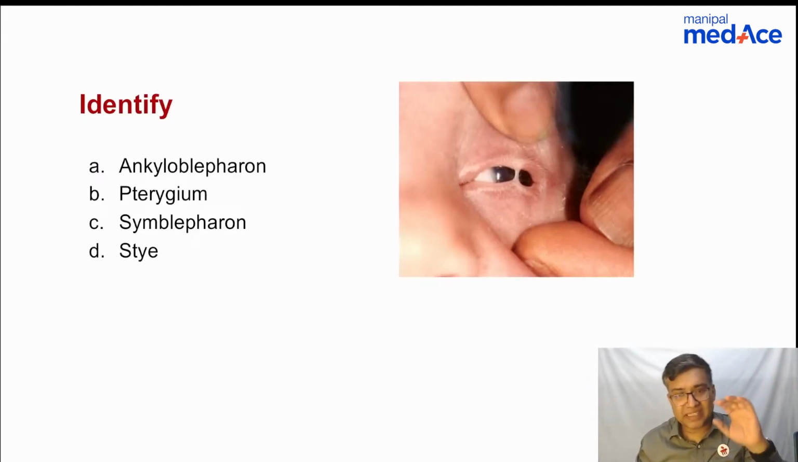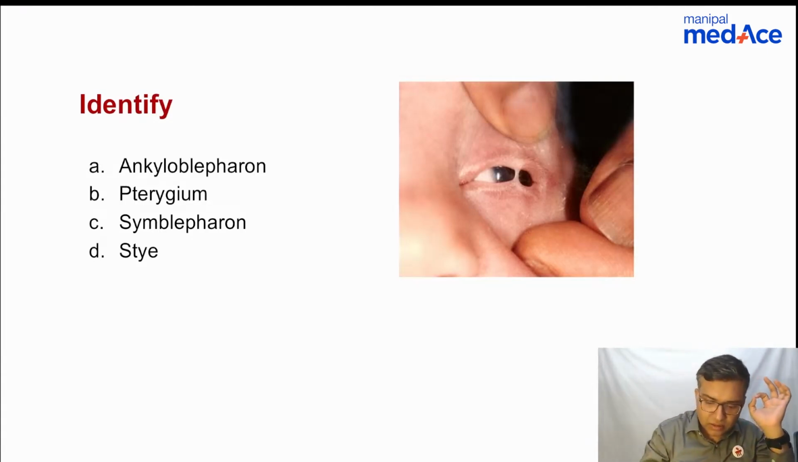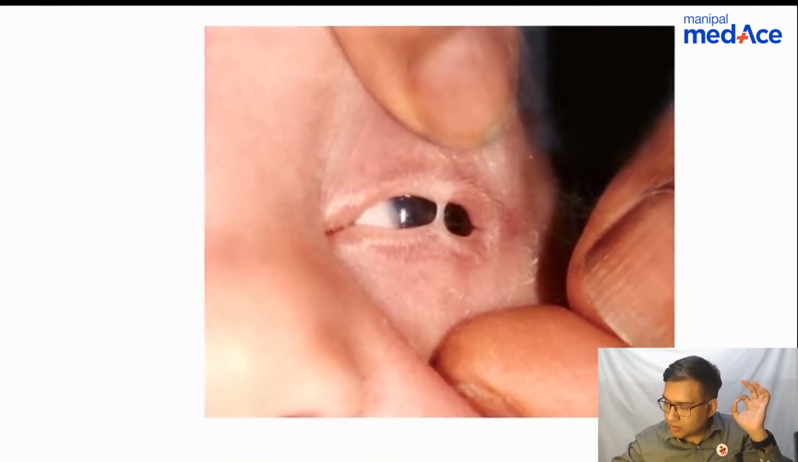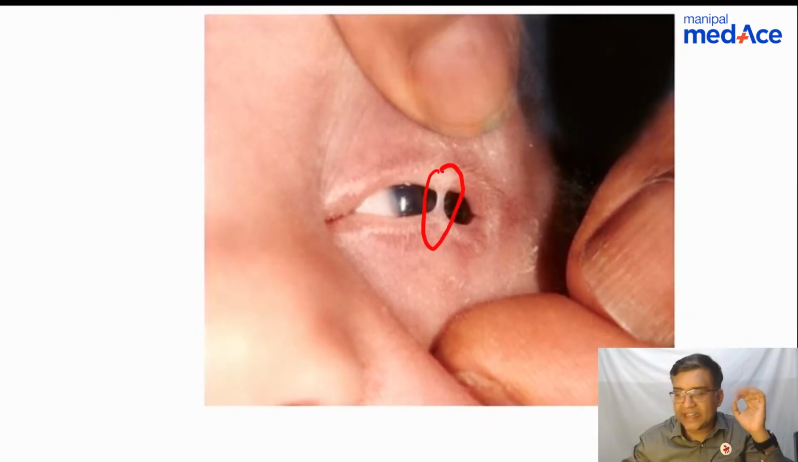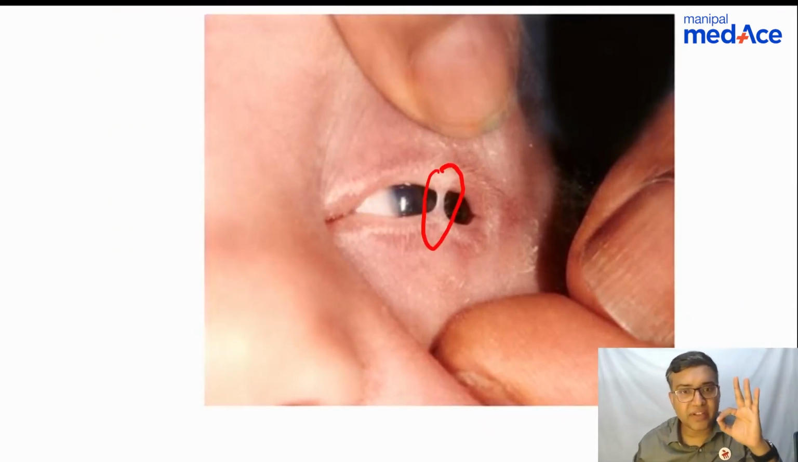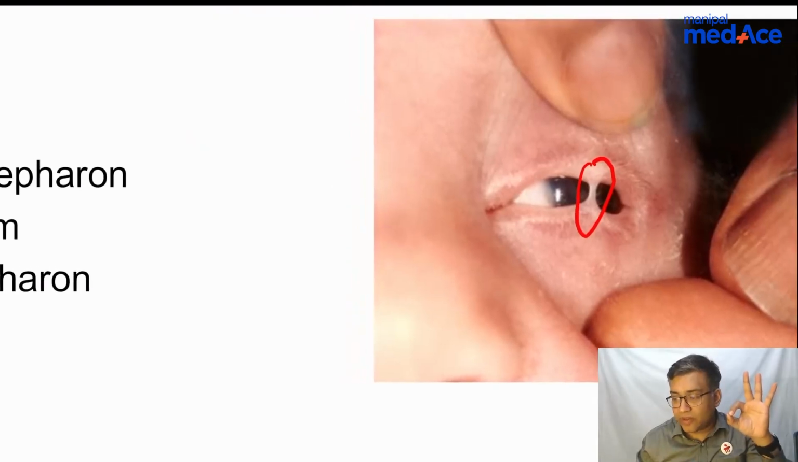This was the picture they have given, and they have asked what the diagnosis is. Your options are ankyloblepharon, pterygium, symblepharon, and stye. As you can see in this picture, there is a fibrotic adhesion between the upper and lower lid. So this is basically ankyloblepharon.